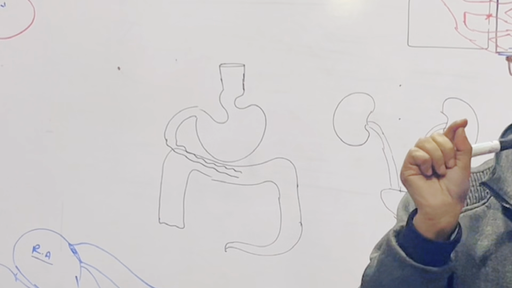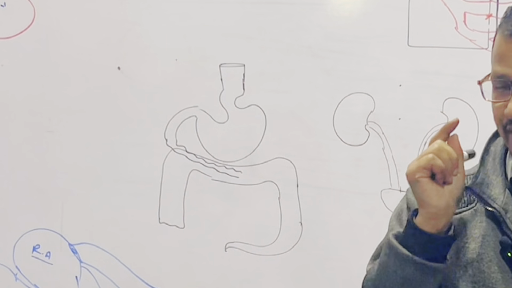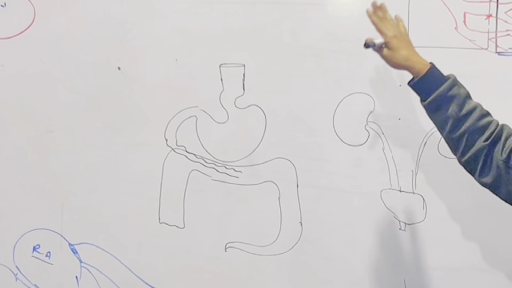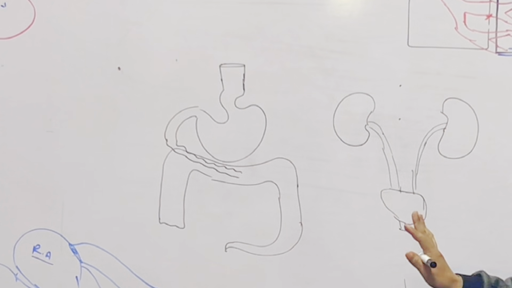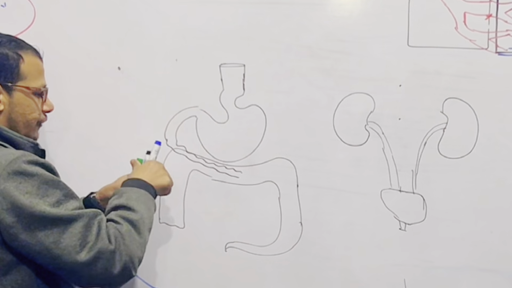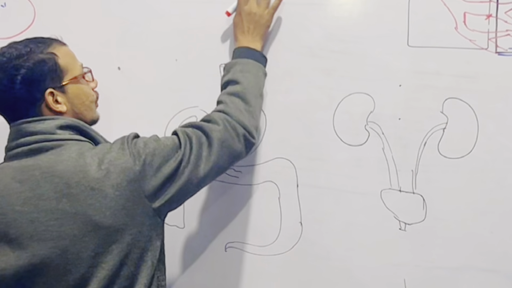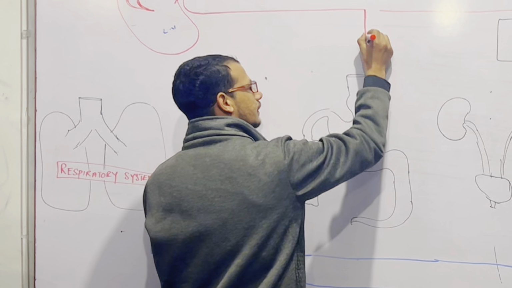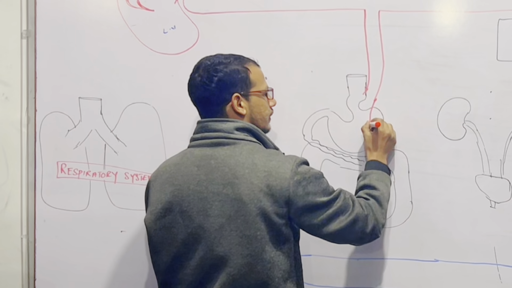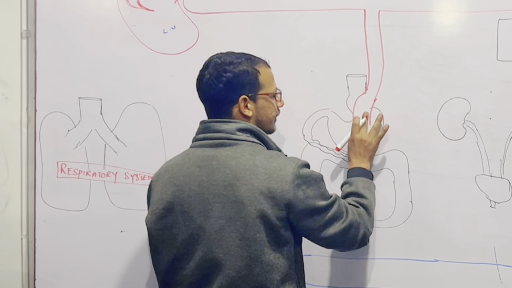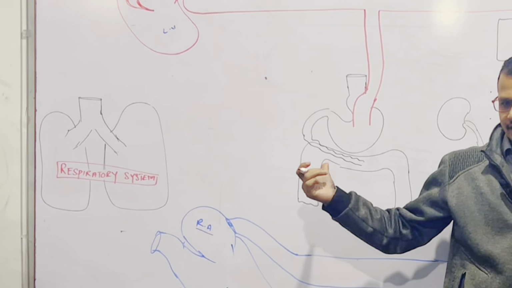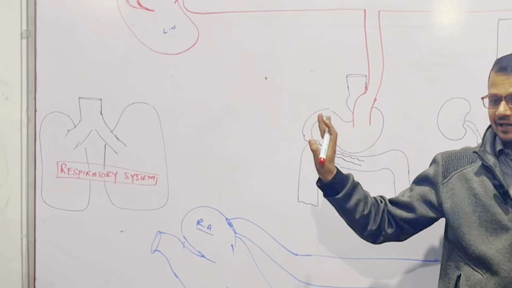Two systems are separating from here, but we have eight important endocrine glands which have a contribution in homeostasis, but we will discuss them in a few minutes. Here, from the aorta, the circulation goes to the gastrointestinal system. Like this, it will form a capillary bed here, but we are not taking the capillary bed again.